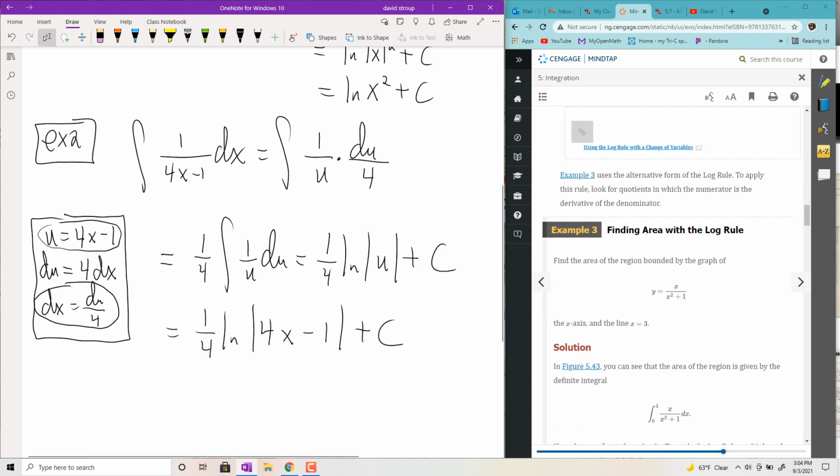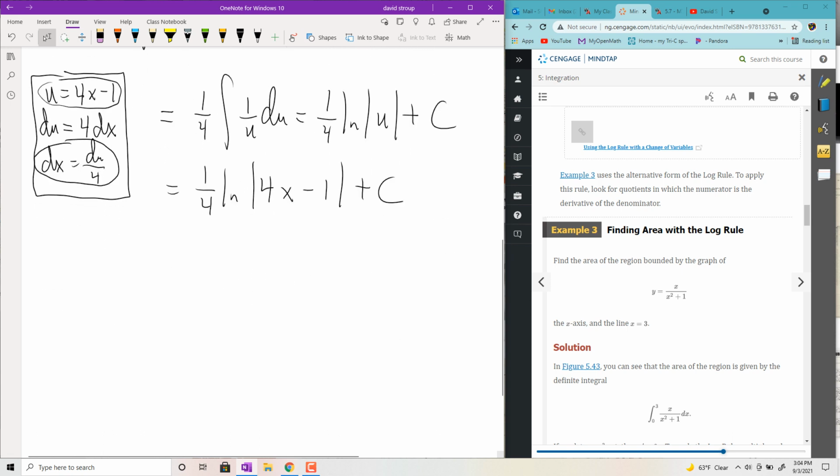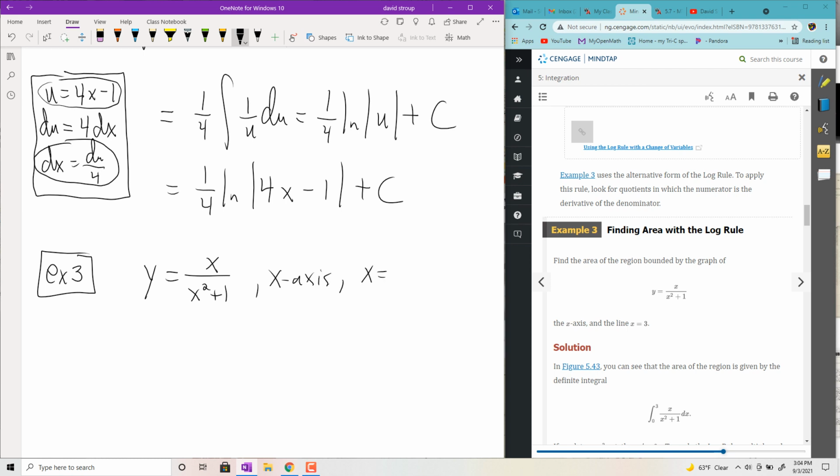It's no big deal. You could, of course, use integrals to find area bounded by curves. So example 3 here, they want us to find the area bounded by this graph of y equals x over x squared plus 1, the x-axis, and the line x equals 3.